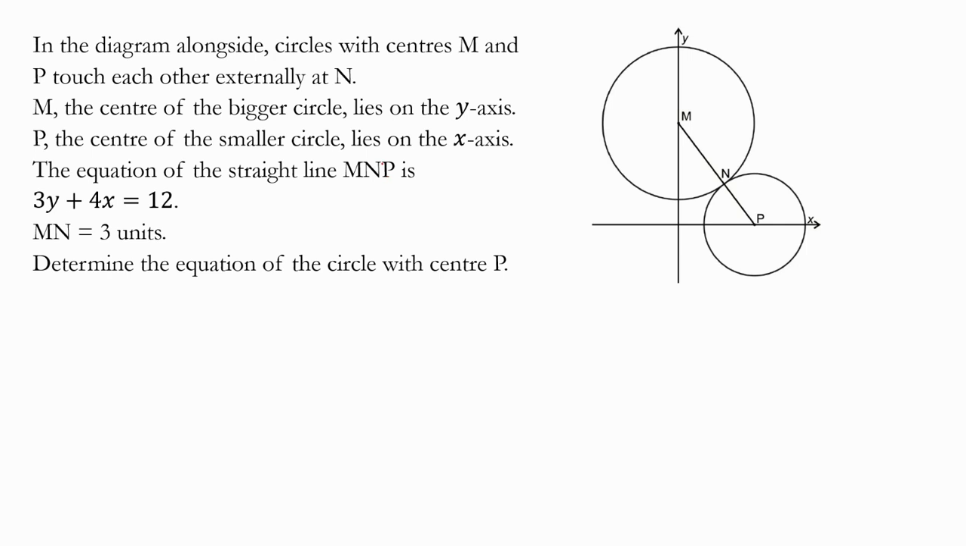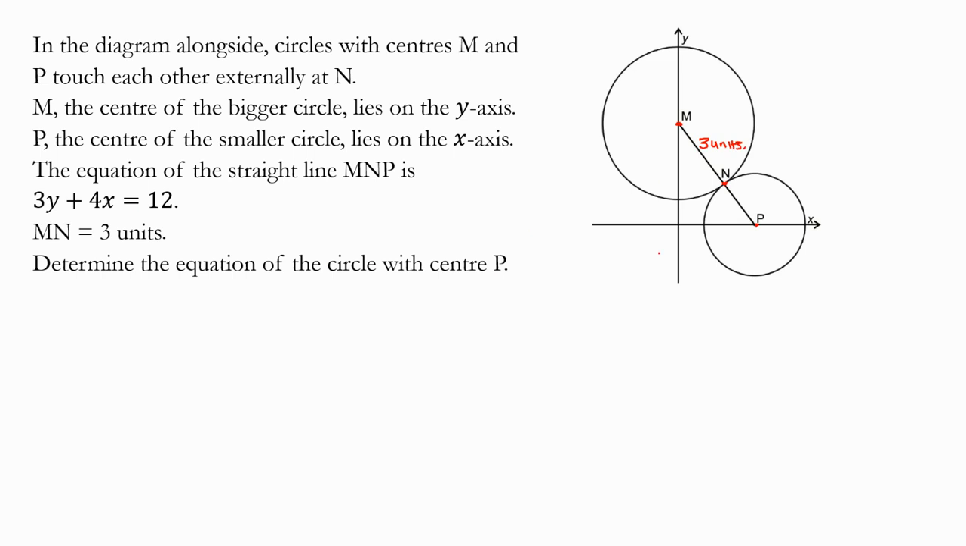In the diagram alongside, circles with centers M and P touch each other externally at N. This is the center of the bigger circle. Then they touch each other externally at N. M, the center of the bigger circle, lies on the y-axis. You see that? Then P, the center of the smaller circle, lies on the x-axis. The equation of the straight line MNP is 3y + 4x = 12, and MN is 3 units.